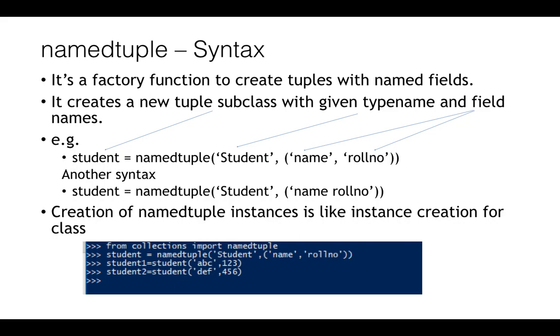Then the creation of Namedtuple instances is just like instance creation for a regular Python class. So here you can see an example where we have created a Namedtuple called student, and we have created instances like student1 and student2. So student1 has the name ABC and roll number 123 and so on for student2.